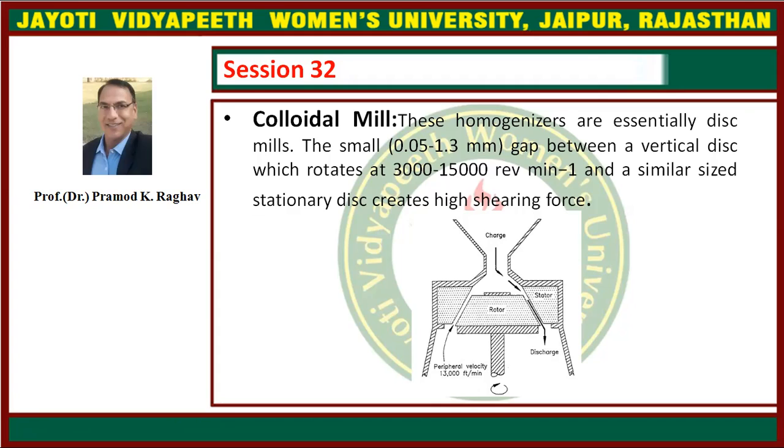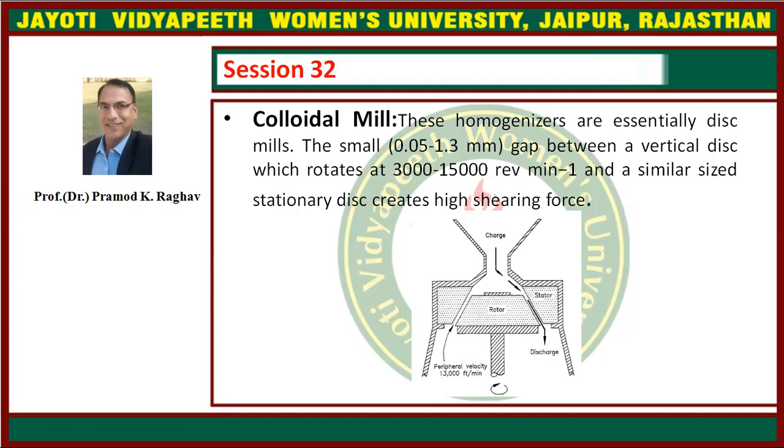You can see in this figure that the charge is there, the stator, which is a fixed disc, is there, and a rotating disc is there, and the product is passed through the narrow gap, which is 0.05 to 1.3 mm, as I'm repeating. There's a peripheral velocity, which I told you is somewhere between 3,000 to 15,000 revolutions per minute, and because of that, homogenization takes place. That's all about the colloidal mill, which is also a type of homogenizer.